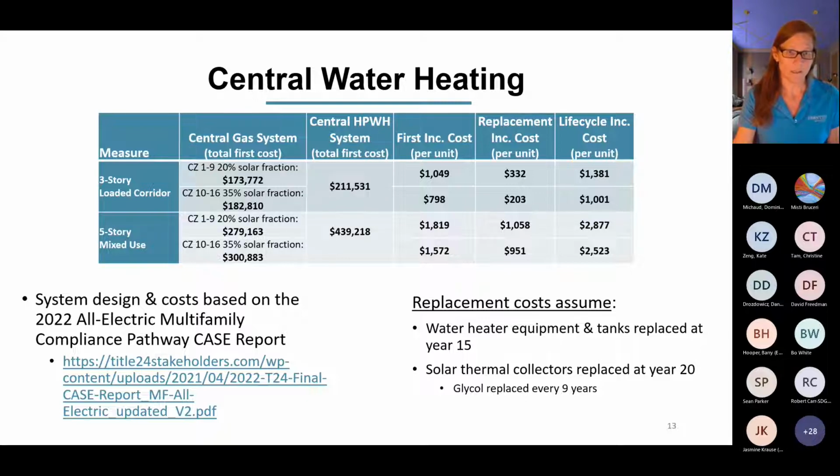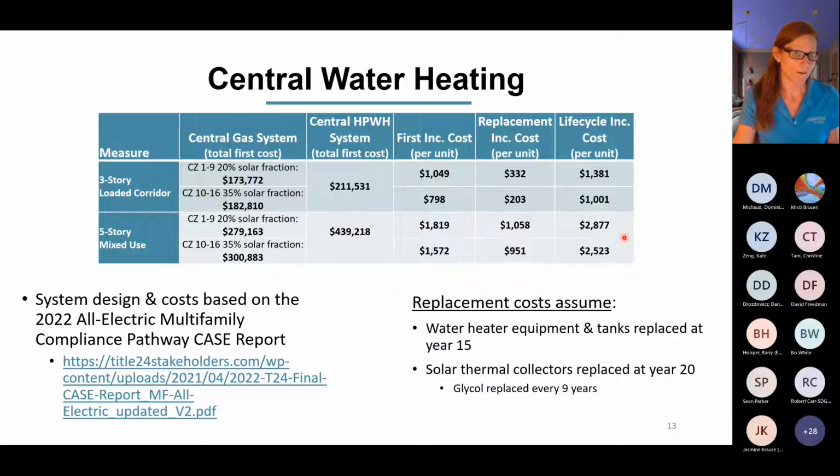So the 3-story is based on a stand-in system with 4 heat pump water heaters. The 5-story is based on 2 Colmac units. And these are total costs here per building. And then over on the right, we have incremental costs per unit. So after factoring in first cost and replacement cost over our 30-year lifetime, we do end up with a higher incremental cost per unit for the 5-story than the 3-story. And we'll see how this plays out when we get to the results.